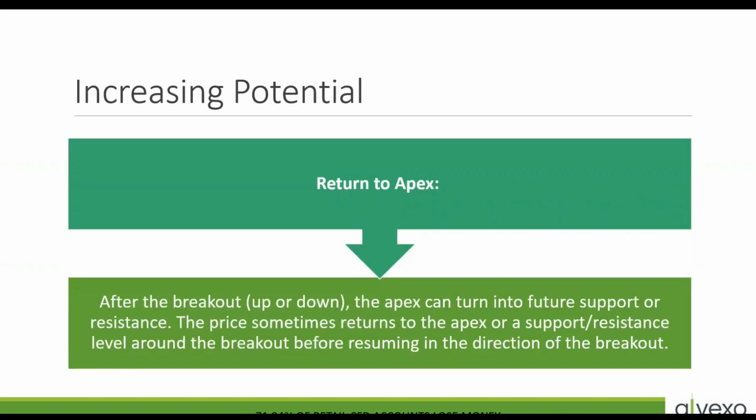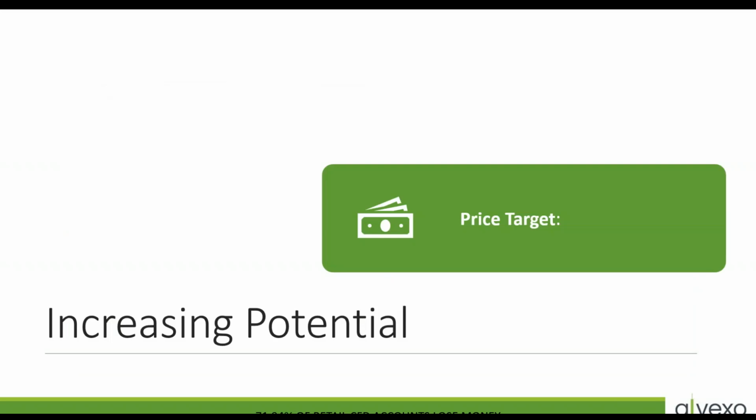Okay. Now, after the breakout, up or down, the apex can turn to future support or resistance, and sometimes price returns to the apex or the support or resistance level around the breakout before resuming the direction of the breakout. And this is hence why we wait for the close of that second candle.